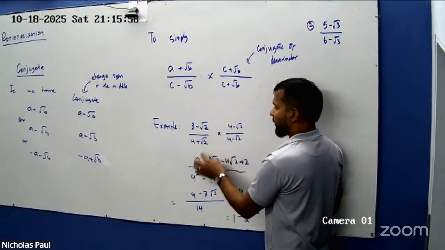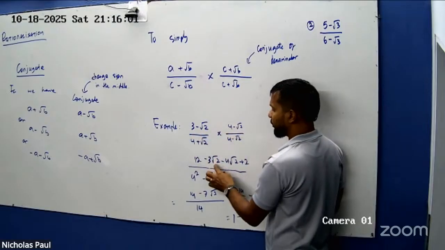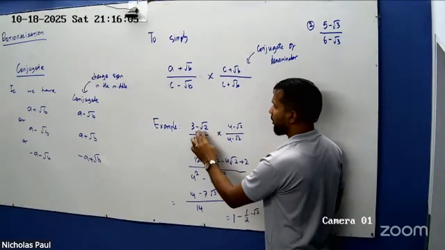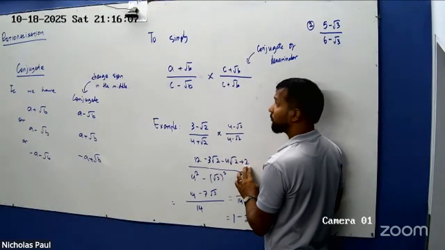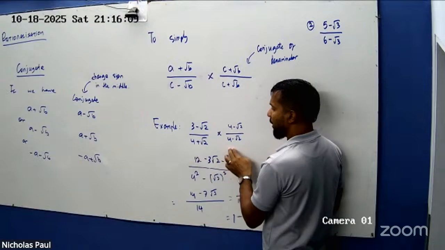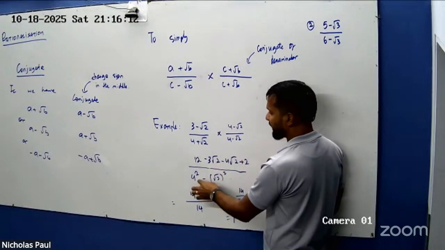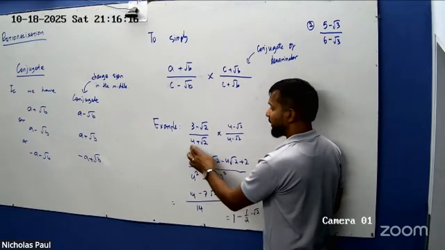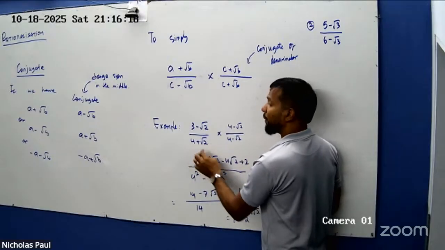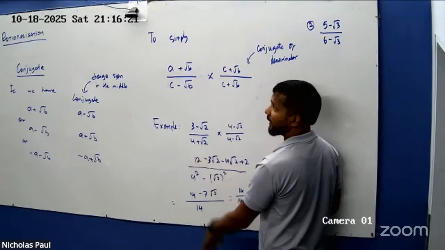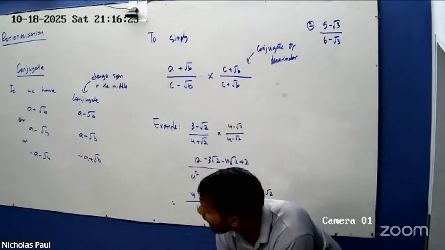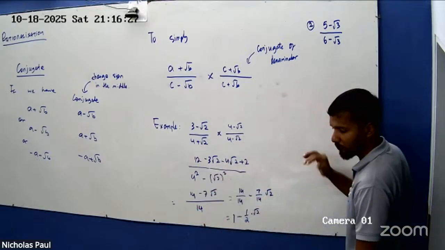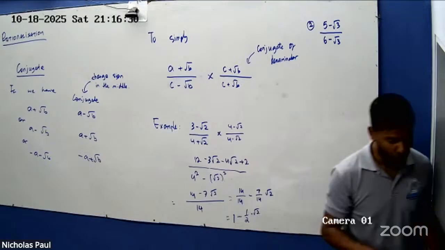And then you multiply. 3 by 4 is 12. 3 by minus root 2, minus 3 root 2. Minus root 2 by 4. Minus root 2 by minus root 2. And then you multiply out here. 4 by 4, 16. Root 2 by root 2, root 2 squared. That's it. Just square these two and put a minus sign in the middle. And then expand it out. Try this here.